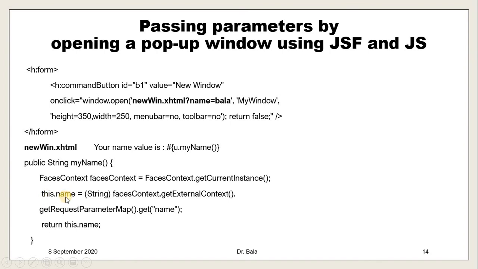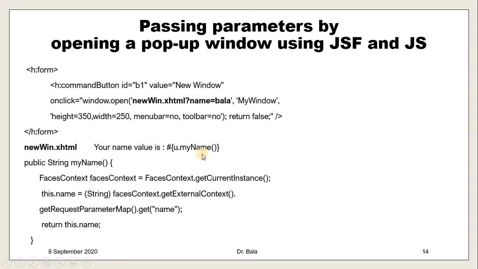So the name value is in the managed bean. This name value is going to be returned by this method, because this method is returning a string value. So this value that we are getting in the application, we are returning. This method will return whatever value we pass. What we passed here is Bala. So when we call this method, it is going to return the value assigned here. So Bala will be returned. The value that you passed is your name.